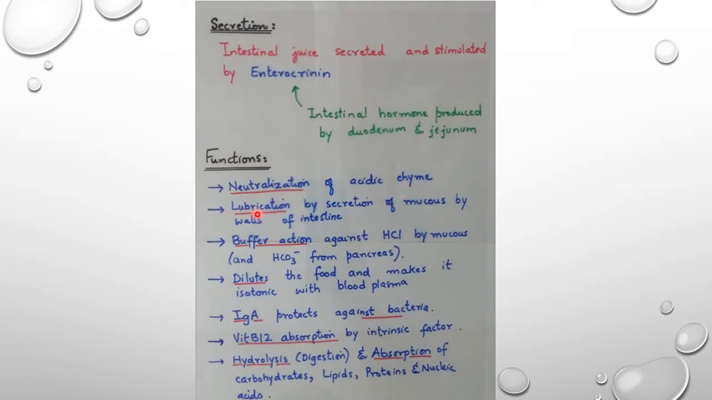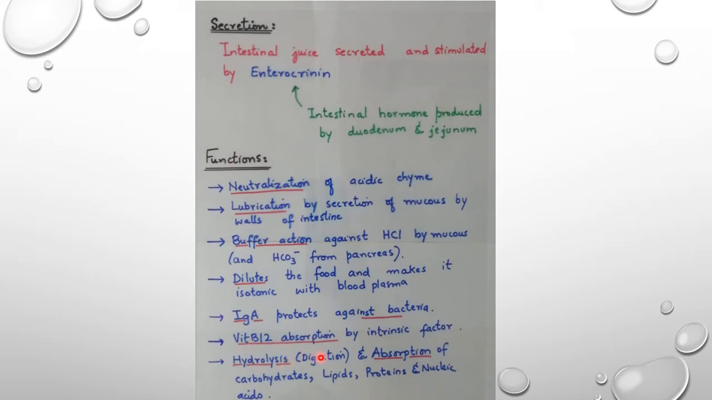It is responsible for lubrication, and this is done by secretion of mucus by the walls of the intestine. It also has a buffer action against HCl, which is also done with the help of mucus present in it, and the same process is aided by bicarbonate ions that come from the pancreas. It also dilutes food and makes it isotonic with blood plasma. IgA present in it helps protect against bacterial infections. Intestinal juice also contains minimal amounts of intrinsic factor, and this intrinsic factor helps absorb vitamin B12.